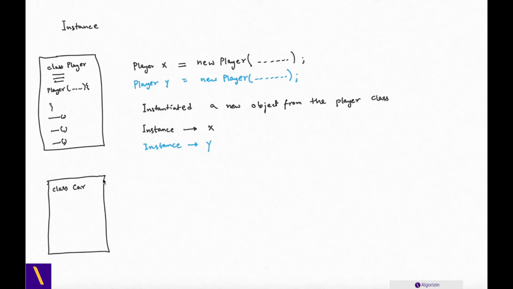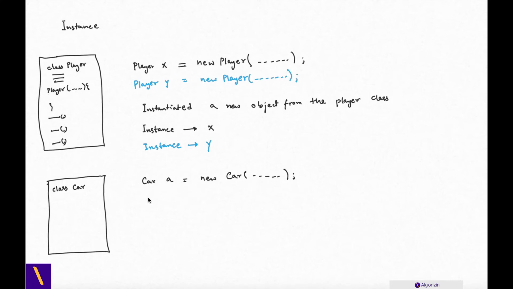Let's say you have also another class named car. So you have a car class. And now if you want to instantiate a new object of the car class, what do you do? This is how you instantiate a new car class. It means that you're creating a new object from the car class and the name of the new object is A.